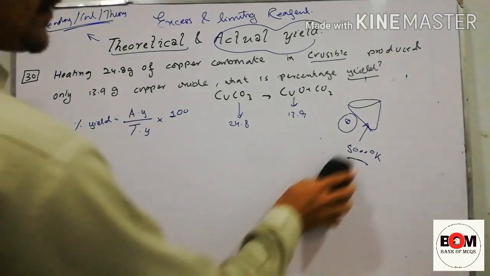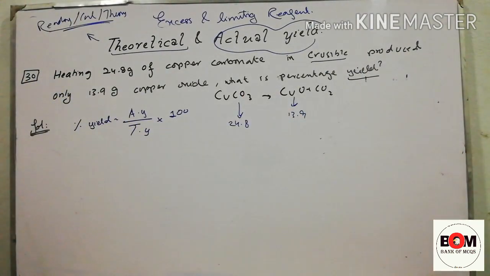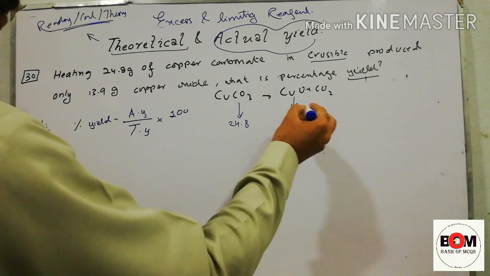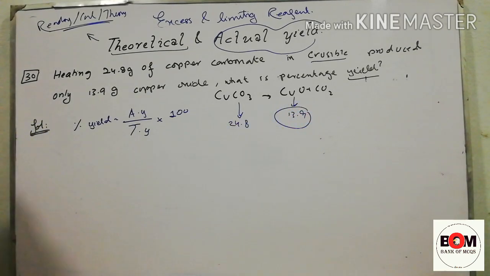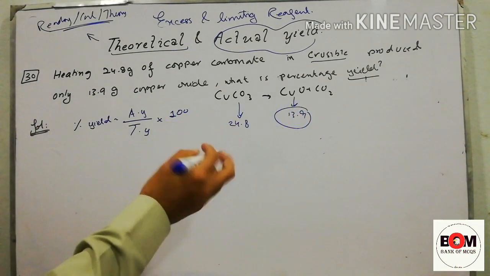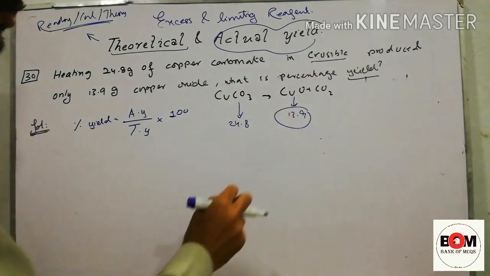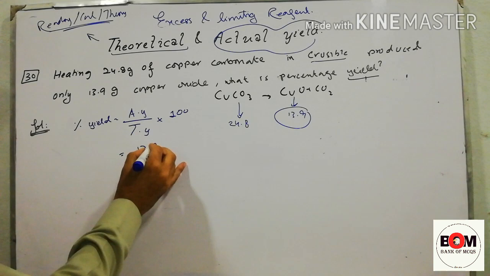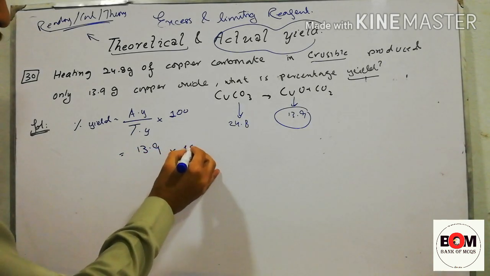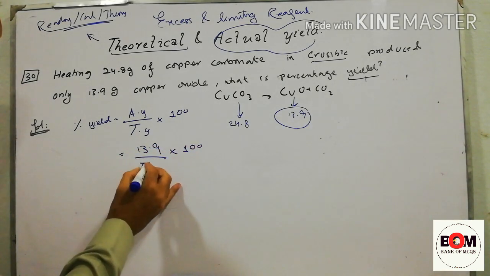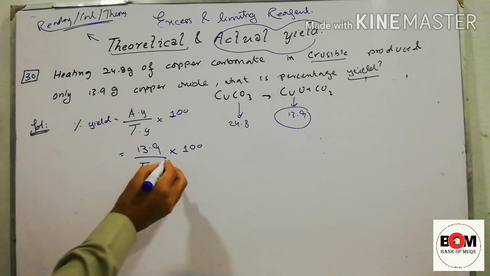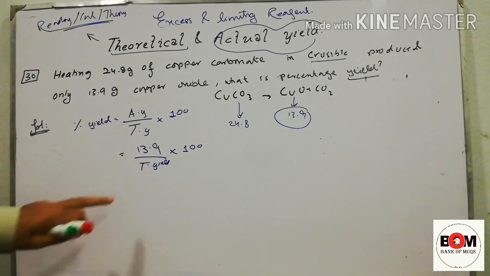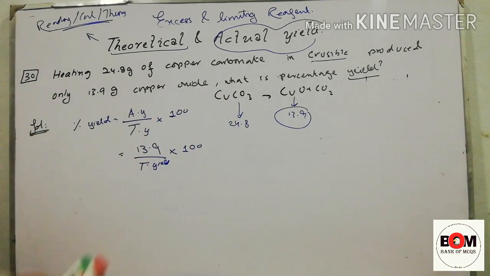So he gets a yield of 13.9 gram. This is the experimental yield because he gets this value as a result of the experiment in the crucible. So the actual yield is 13.9 gram. Multiply it by 100 and divide by the theoretical yield. To find the theoretical yield, we calculate it by theory.